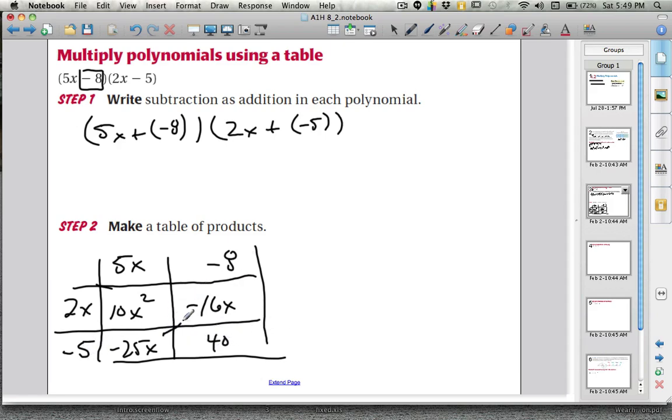And you can see I have like terms here diagonally across from each other, and I'm going to combine them as I bring things out. So I'll have 10x squared, and I'll have negative 16 and negative 25. That's negative 41x plus 40. So this is how you can set it up using a table. You can do this for polynomials of any size. And this happened to be doing binomials.